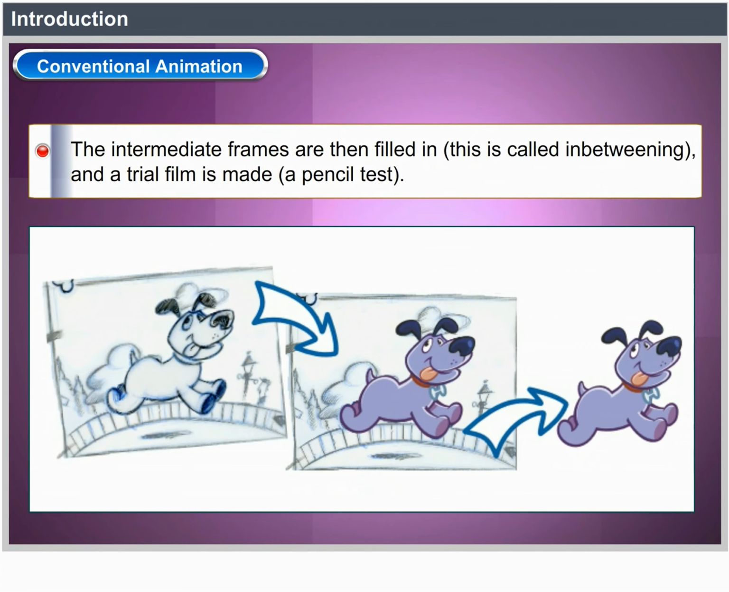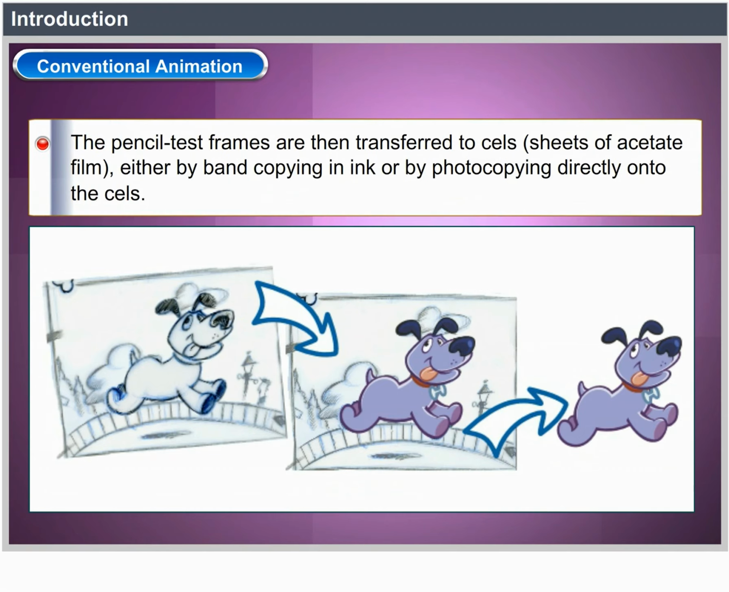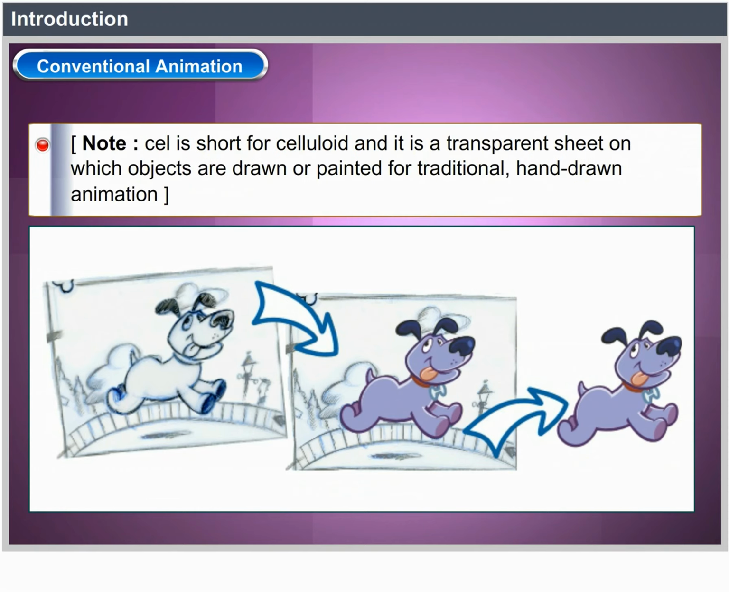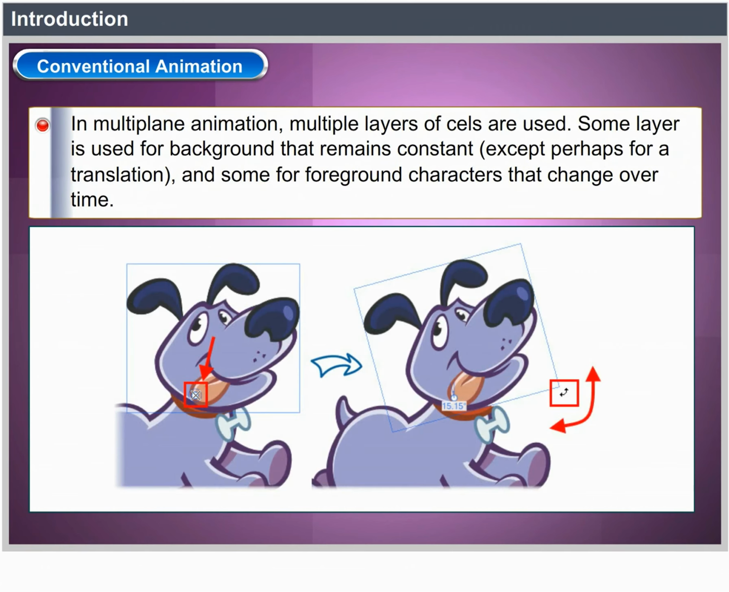This is called in-betweening, and a trial film is made, a pencil test. The pencil test frames are then transferred to cells, sheets of acetate film, either by hand copying in ink or by photocopying directly onto the cells. Note: cell is short for celluloid, a transparent sheet on which objects are drawn or painted for traditional hand-drawn animation. In multiplane animation, multiple layers of cells are used, some for background that remains constant, except perhaps for a translation, and some for foreground characters that change over time.